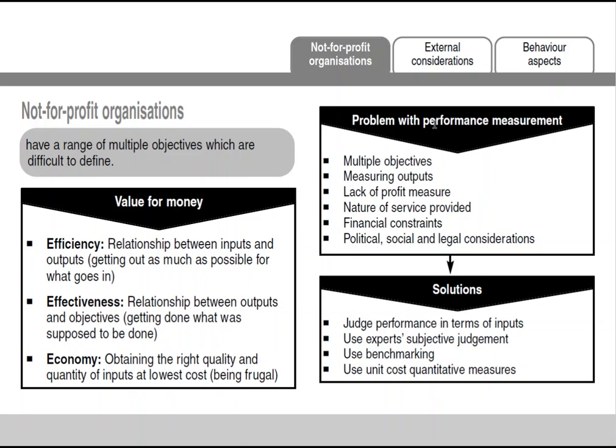Judge performance in terms of input. If input is good, output would be good. Use experts, subjective judgment. Usually every non-profit organization would be very different, so we need someone who is an expert. Use benchmarking. You could use targets for them to achieve. If you don't know what good or bad is, you could think of what they should achieve. Use unit costs, quantitative measures. If they have output, you could look at the cost per unit, like in VFM.